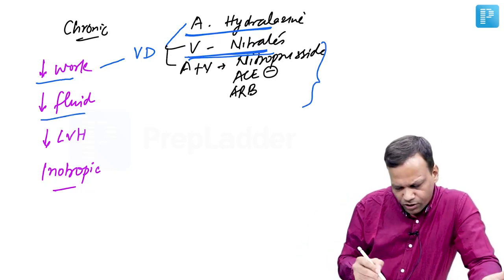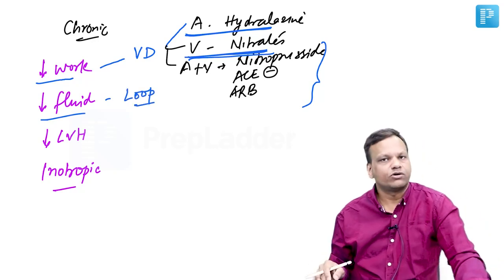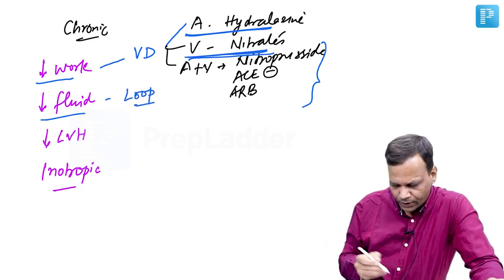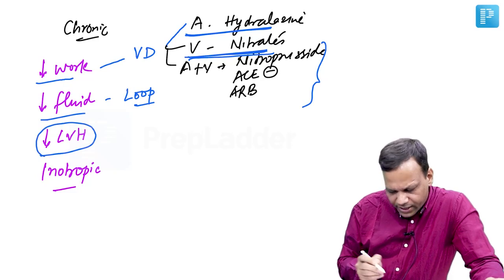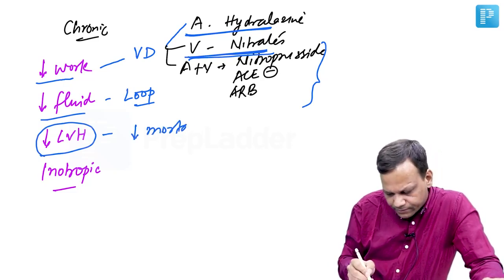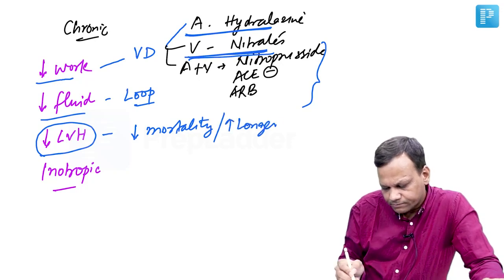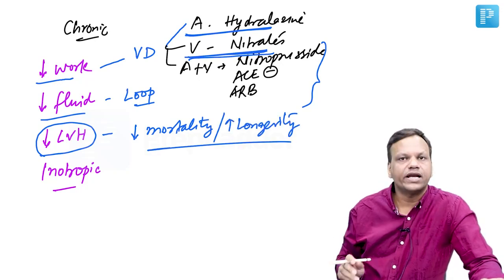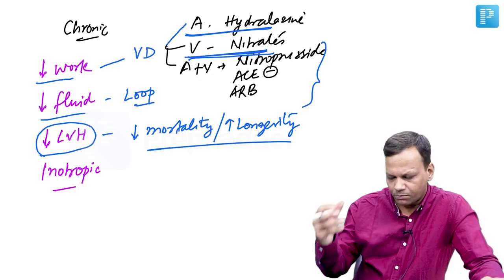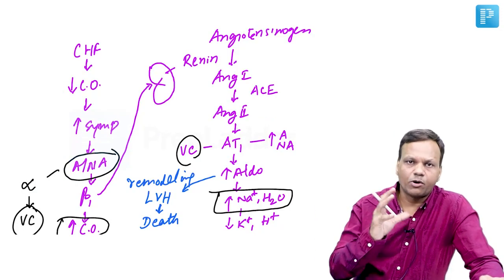Then the drugs which decrease fluid, we all know, are loop diuretics, like furosemide and torsemide. Then this is the important drug: the drugs which decrease left ventricular hypertrophy will decrease mortality, or we can say they will increase the longevity of this person. No other drug can decrease mortality. Remember, dopamine, dobutamine, nitroprusside, hydralazine are drugs which only give symptomatic relief.